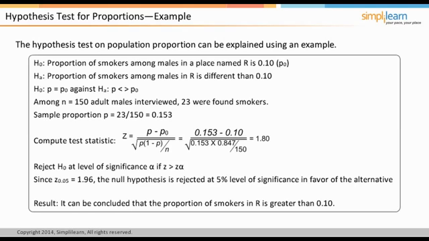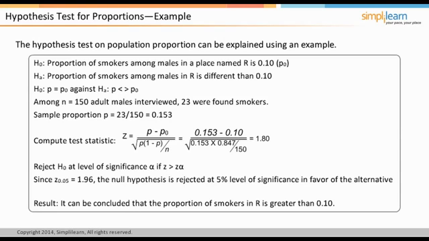The null hypothesis is that the proportion of smokers among males in a place named R is 0.10, represented as P0. The alternative hypothesis is the proportion is different than 0.10. In notation, it is represented as null hypothesis is P equals P0 against alternative hypothesis is P different than P0.